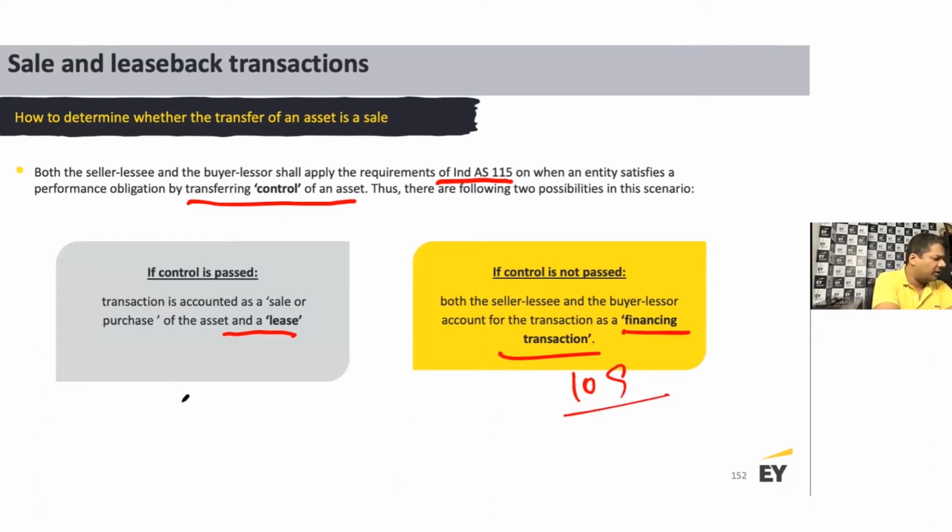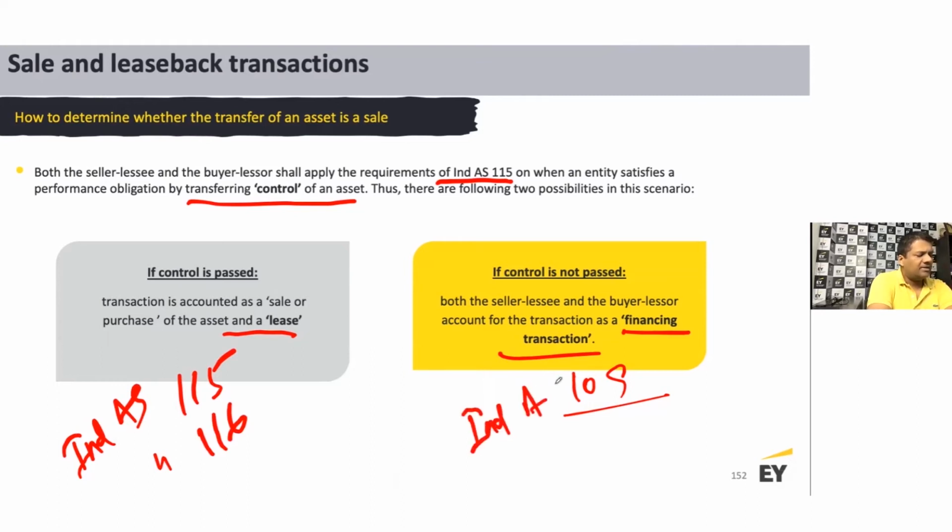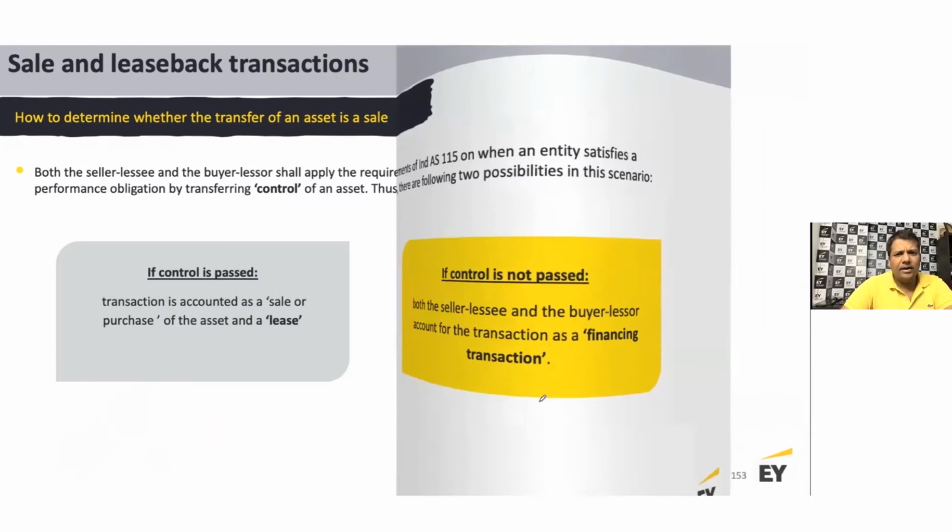In the first case, you account for it under Ind AS 115 and then Ind AS 116. In the second case, you are accounting under Ind AS 109, and you may retain the original asset in a way, depending upon whether derecognition criteria are met or not.